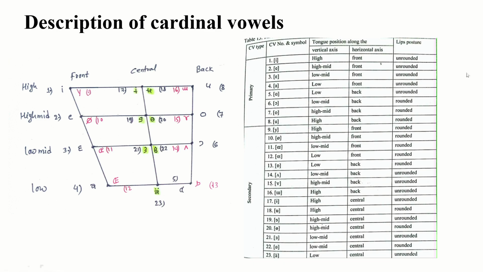And the first one is i. Write the symbol and write whether it is high, high-mid, low-mid or low based on this table. So the first one is high, and according to the position it is front, and the lip posture is unrounded. And number two, this is the number two cardinal vowel. It is high-mid, front, and unrounded. You can see here on the table. This is the description of cardinal vowels from 1 to 23.